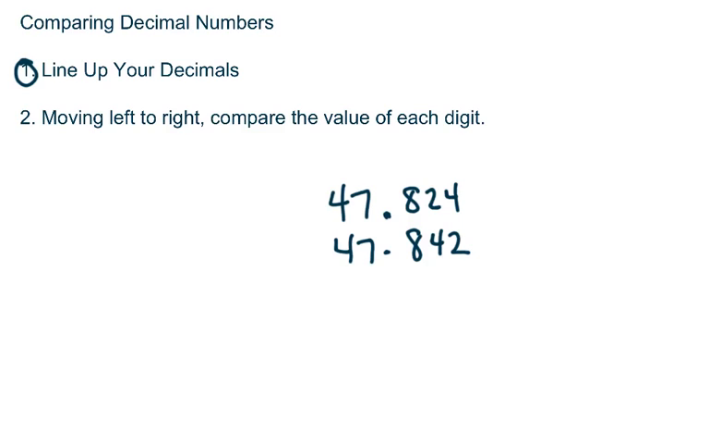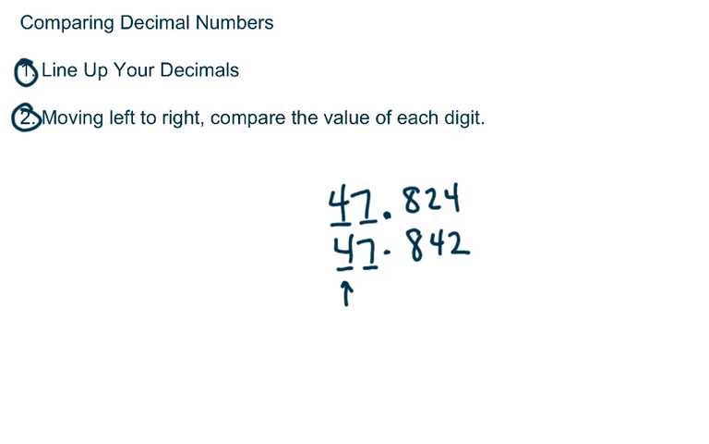So you want to make sure you're comparing the tenths to the tenths place and the ones to the ones place and so on and so forth. Step number 2 is starting on the left-hand side, because of course if one of these numbers was bigger than a 2-digit number, that number would be bigger than the other. But starting on the left-hand side, you want to compare the value of each digit. So we're going to start here in the tens place.